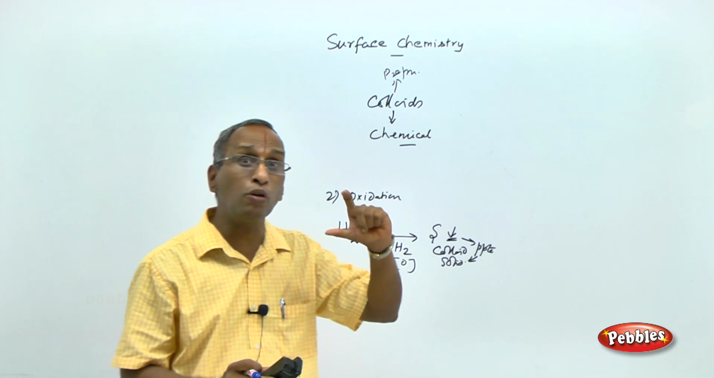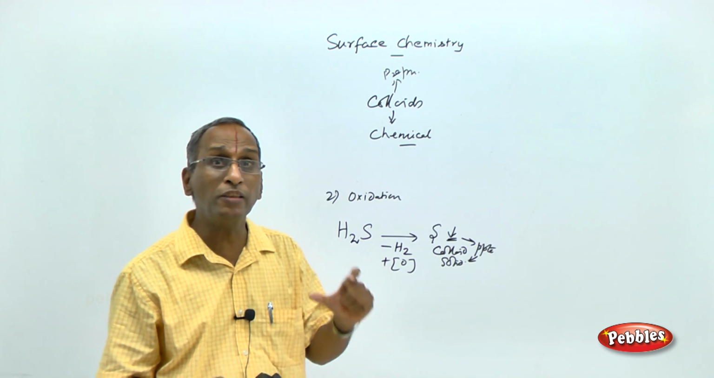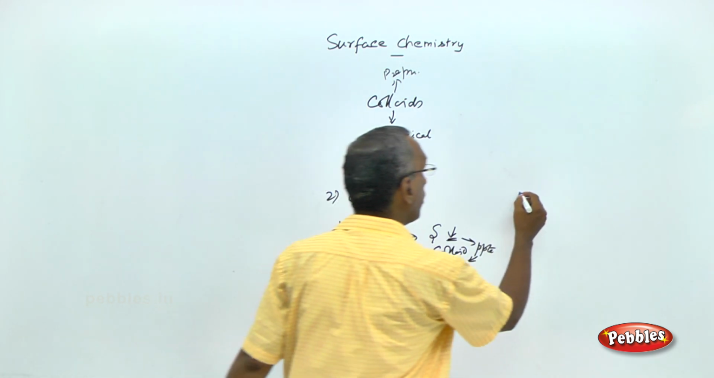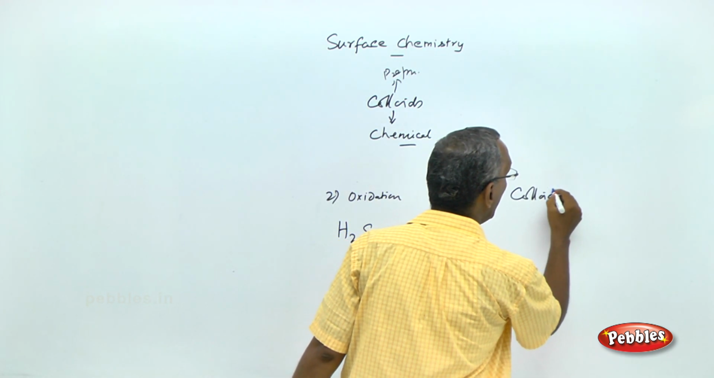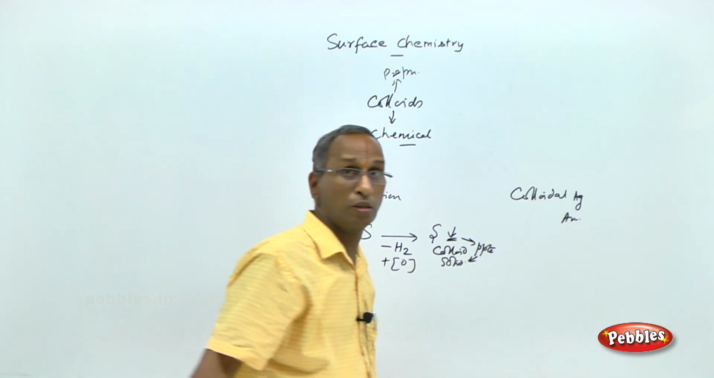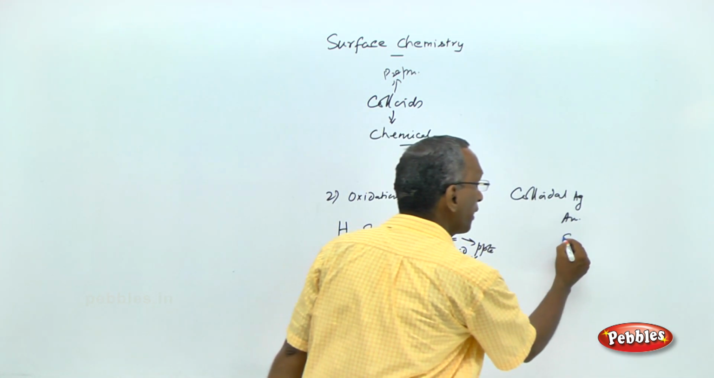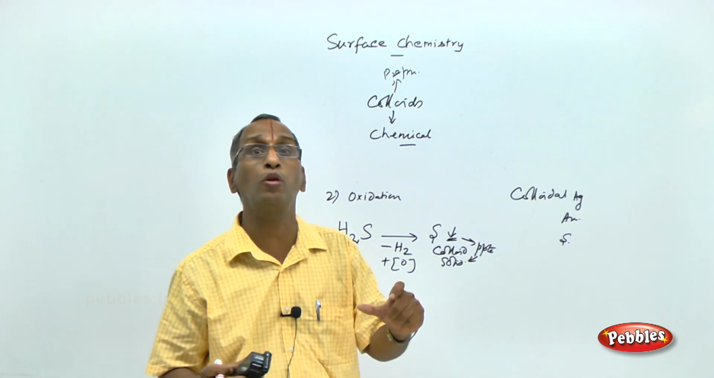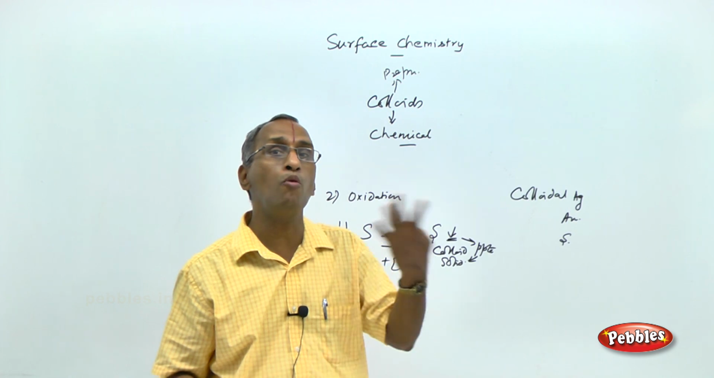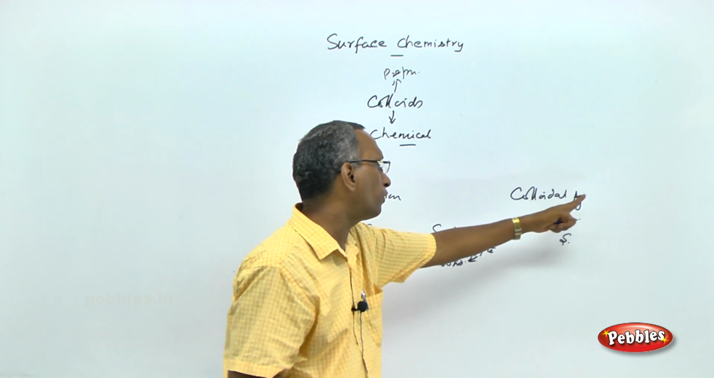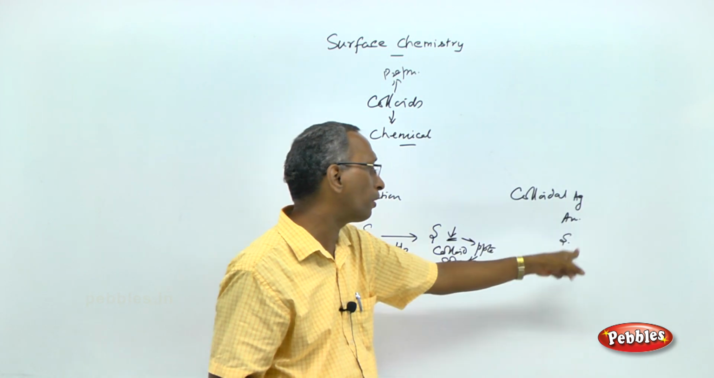We have discussed Bredig's arc method. For which type of colloids is Bredig's arc method useful? For costly colloidal gold and colloidal silver. These can be obtained by Bredig's arc method. Even colloidal sulfur can be obtained. So in these methods, one and the same type of colloid can be prepared by one or more methods. Bredig's arc method can be used for the preparation of colloidal gold, silver or sulfur.